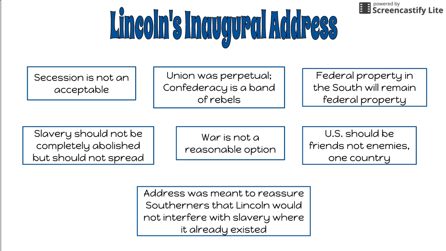And the address was really meant to reassure the Southerners that Lincoln was not going to interfere with slavery where it already existed. Right? His main point was that he didn't want it to spread any further, but he wasn't planning on interfering with the idea of slavery already within the southern states where it was part of the economy. However, South Carolina and the other southern states didn't view it this way, and with their secession, eventually it is going to lead to all out war. And so begins the Civil War here in the United States.